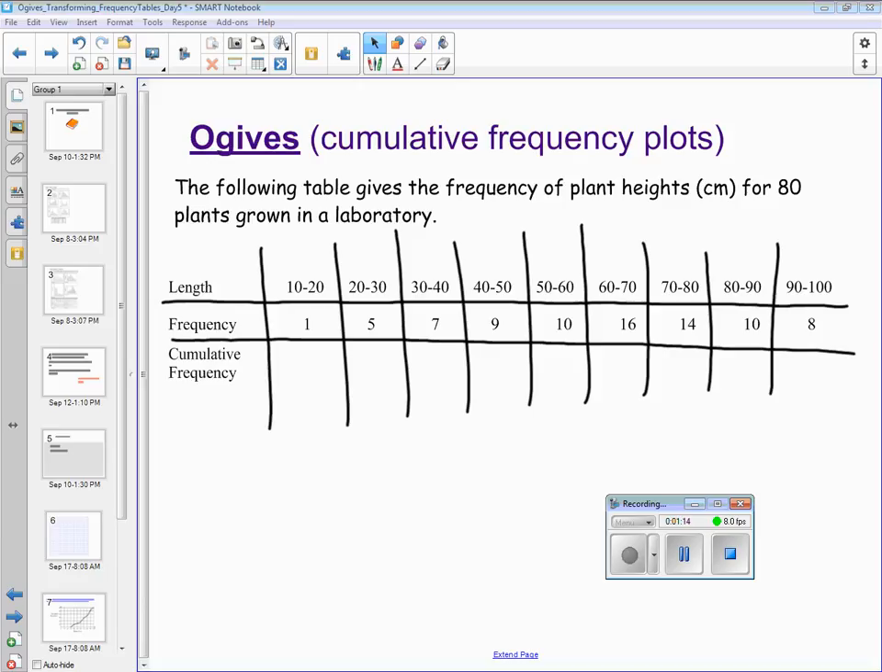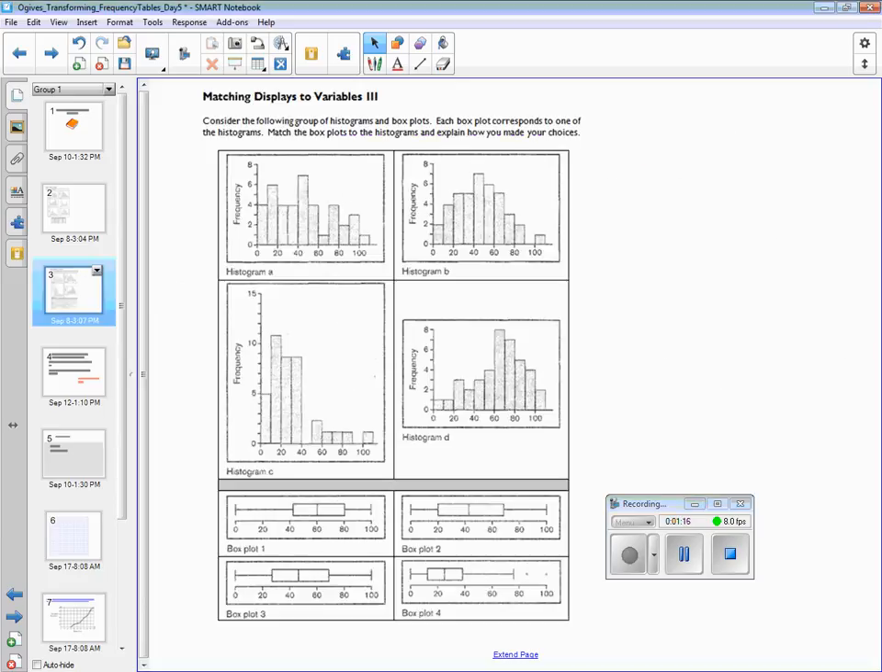But let's look at the homework. I actually graded this for extra credit. Okay, this was the variables 3. So if you want to get that out, let's just kind of check our answers here.